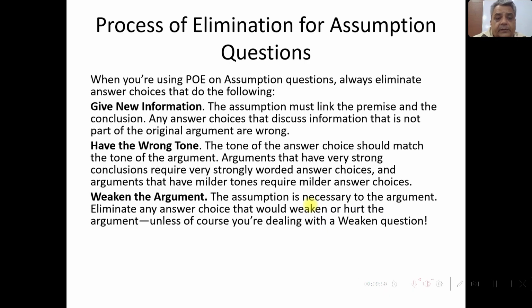And for the second recommendation, obviously the tones have to match. If the tone of the argument is very strong, then the tone of the assumption has to be strong, and if the tone of the argument is in a milder tone, the assumption is also to be in the milder tone. So students, that's all for today.